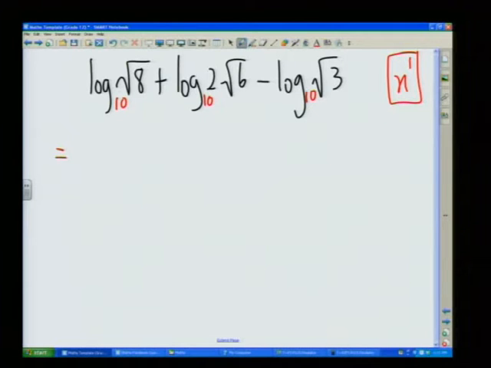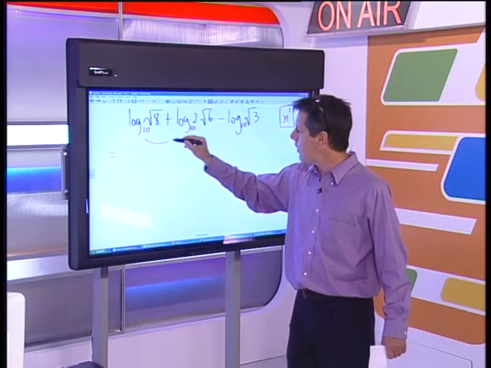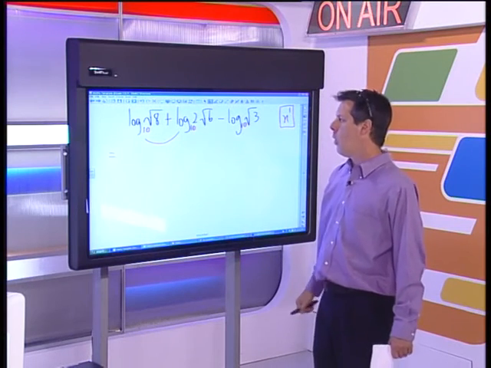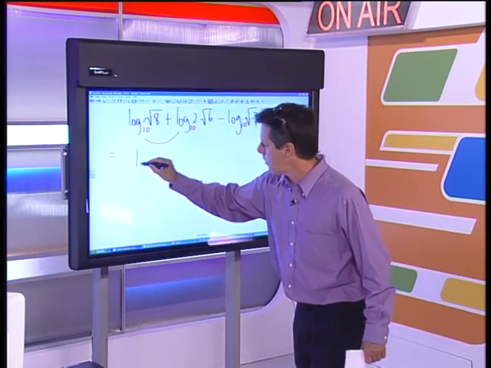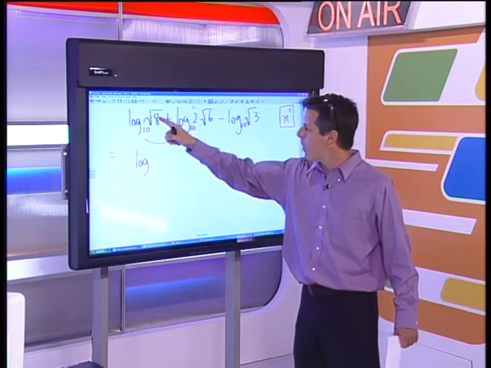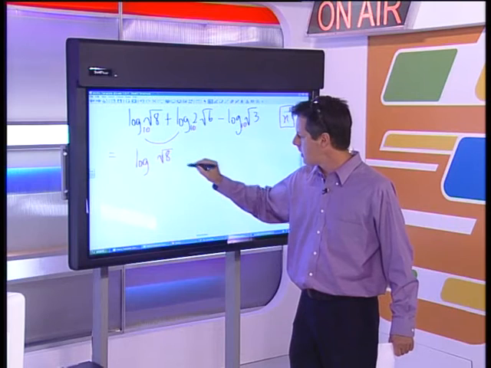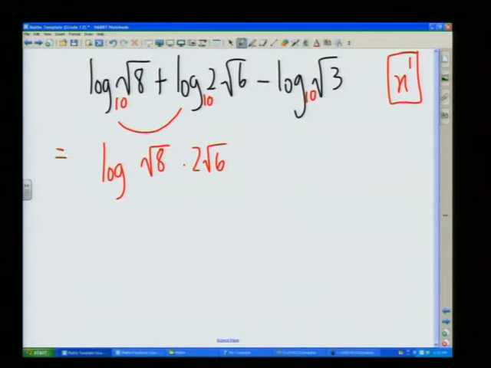This is the one where all the bases are the same and I can put them together. So we said earlier, if you add 2 logs, you write the word log, you keep the base. I don't have to write 10, but now I'm going to multiply these 2 together. So I'm going to be multiplying root 8 times 2 root 6. But I was subtracting this log.